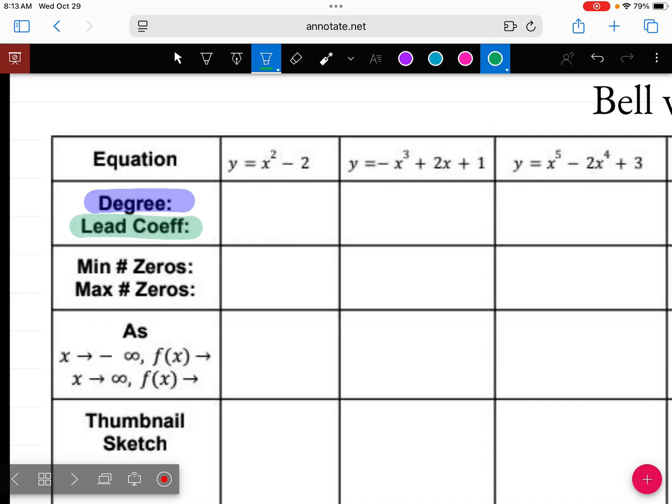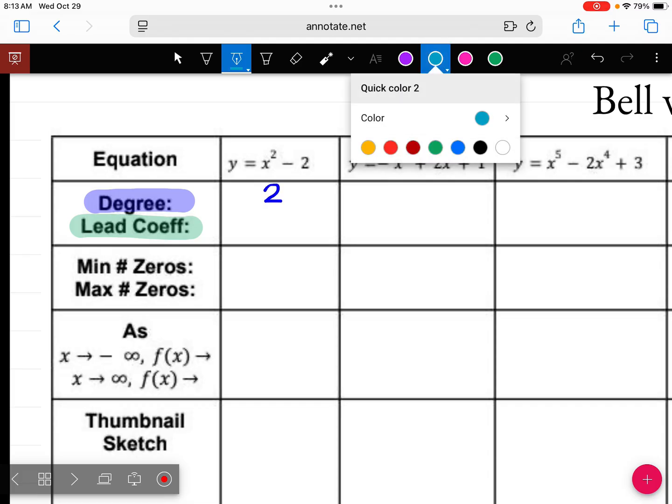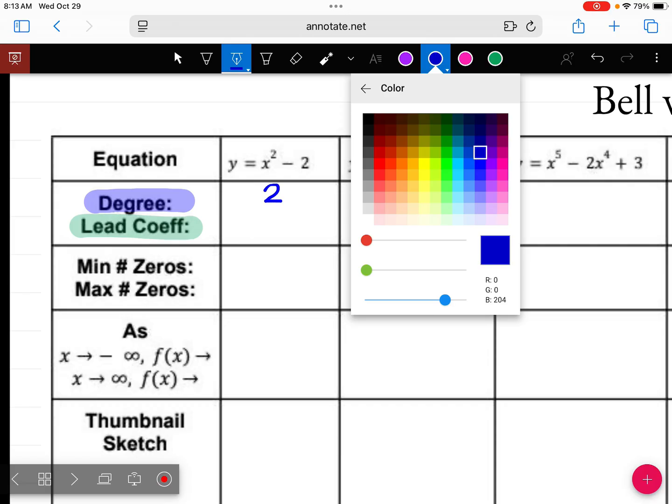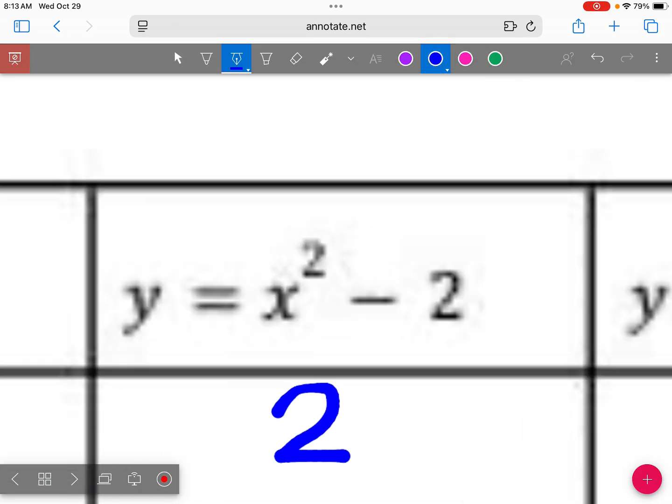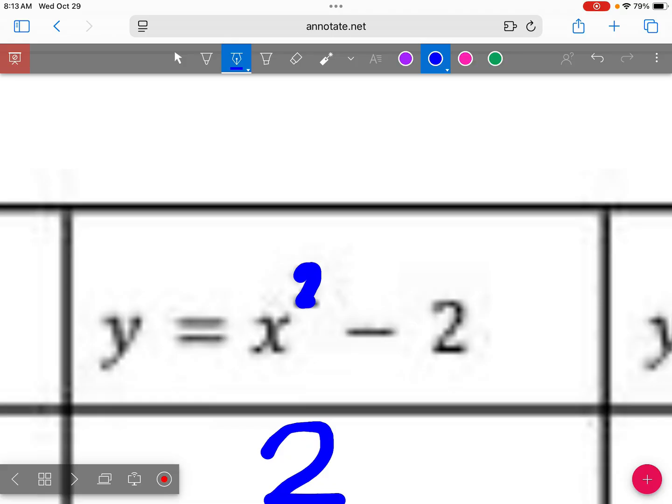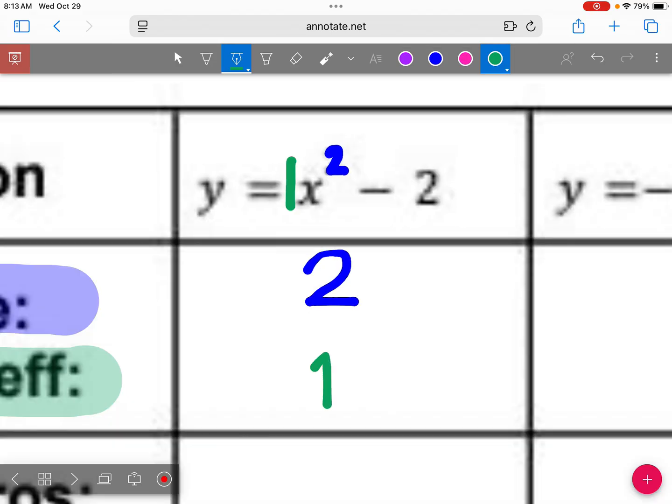What is our degree on this one? 2. Our degree is 2. It is the highest exponent that we have on a term in the equation. What is our leading coefficient? 1. It's the number in front of that highest degree term. So our leading coefficient is 1.